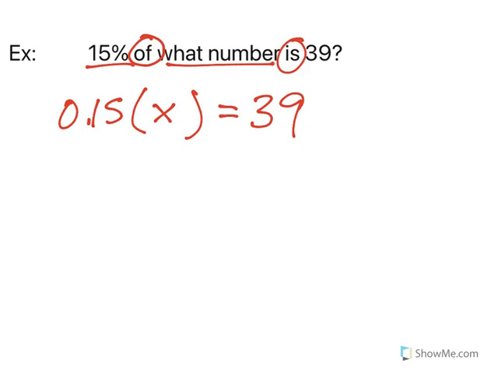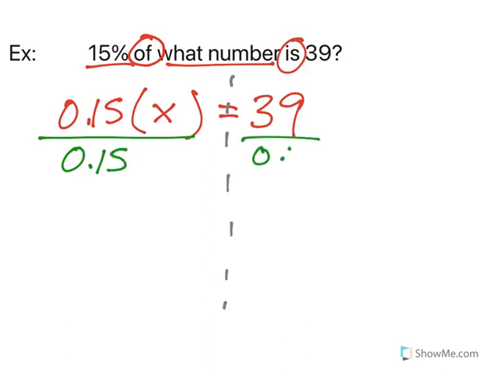Now, if I have a number in front of a variable and I want to get that by itself, I need to divide. So I'm going to divide both sides by 0.15 in order to isolate the variable x. So that reduces the 0.15s out of the front there. So I get x equals, and 39 divided by 0.15 is 260. So 15% of 260 is 39.